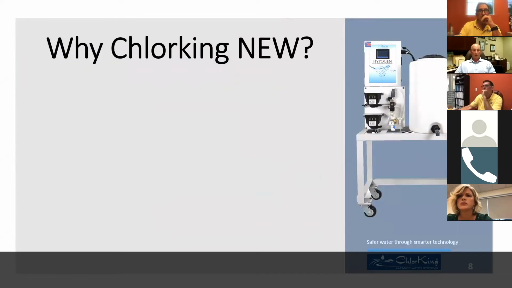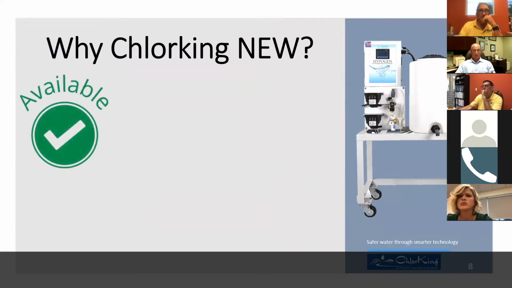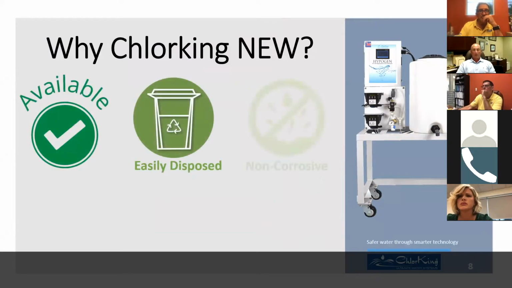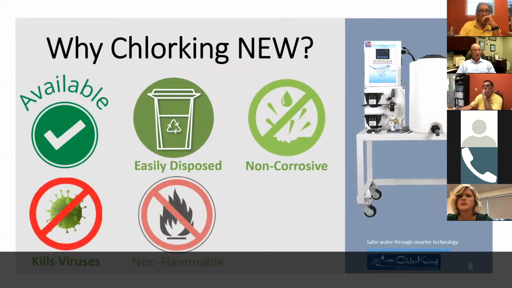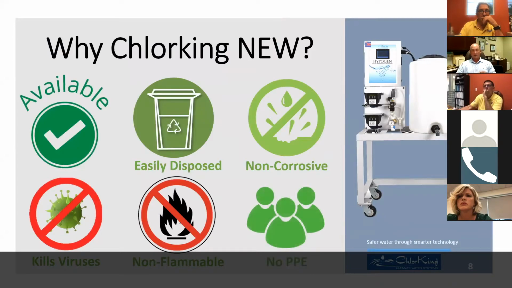So why the Claw King system and why new? Well, think about it this way. Hypochlorous acid is a key and known sanitizer. It's very, very effective. It's available on demand, on site, as you need it. It's easily disposed of because it's 99.9% water. It is non-corrosive. We control our hypochlorous acid at a pH of about 6. When you have a pH of 6 at 200 ppm solution, it is completely a non-corrosive substance. It kills viruses. It's non-flammable, and you don't need any PPE equipment when using it.